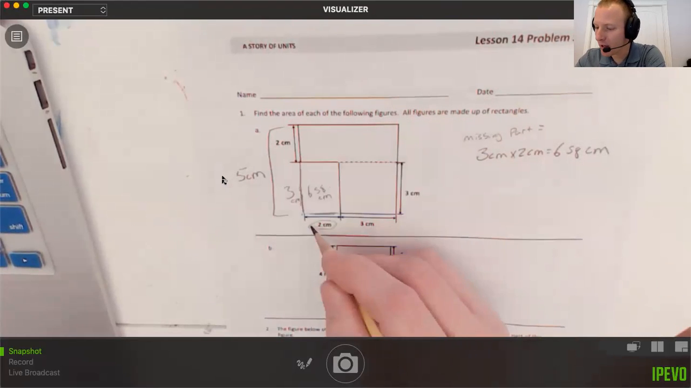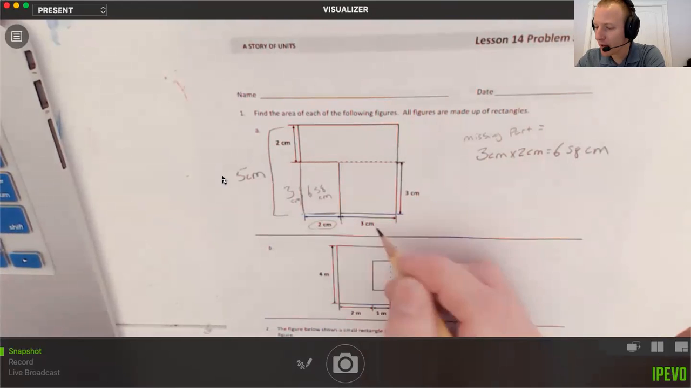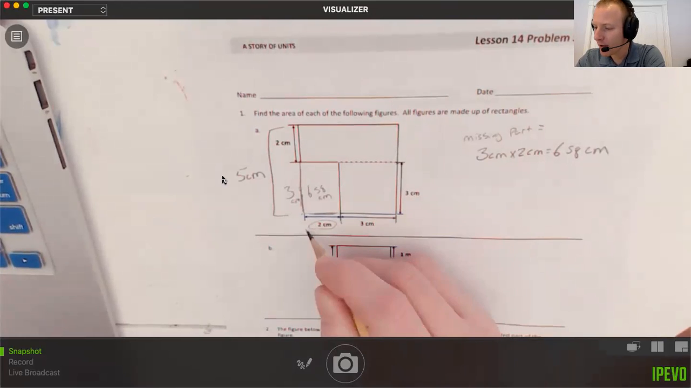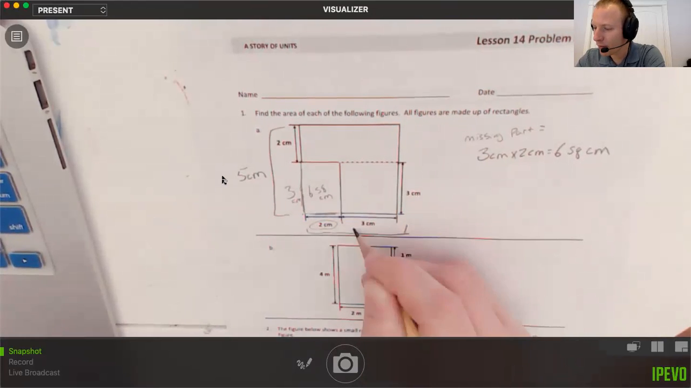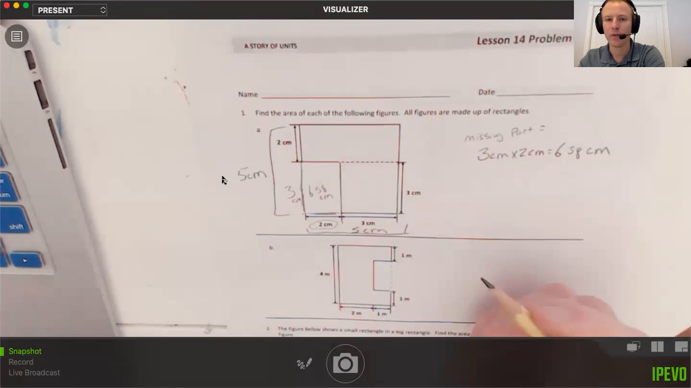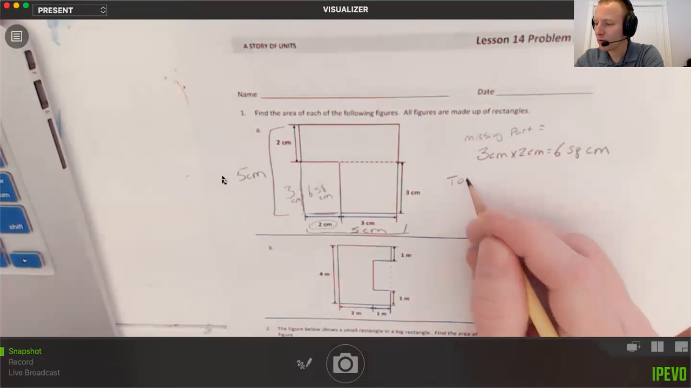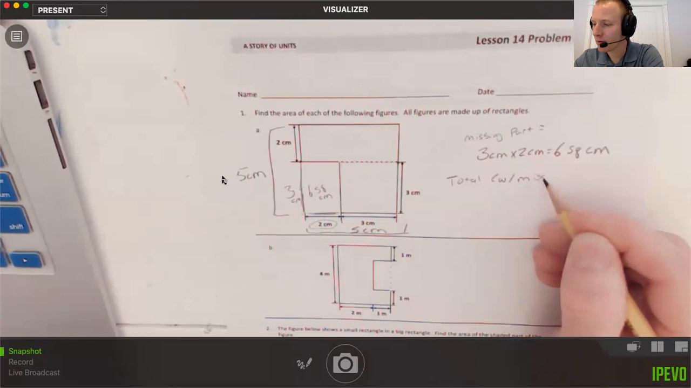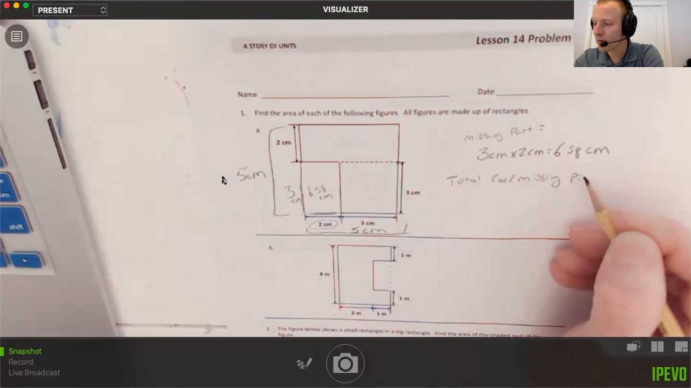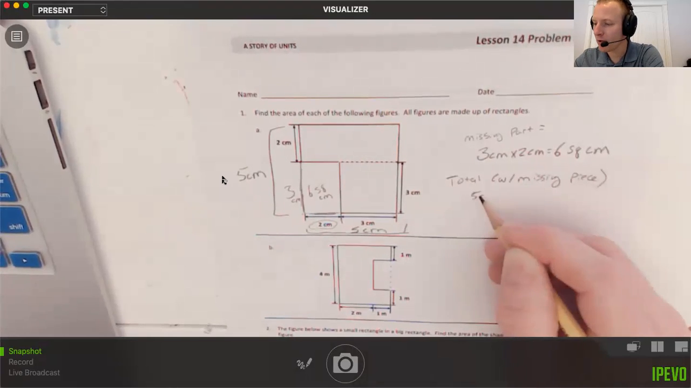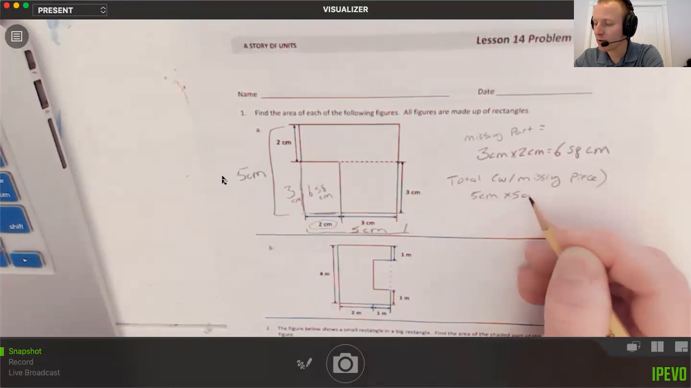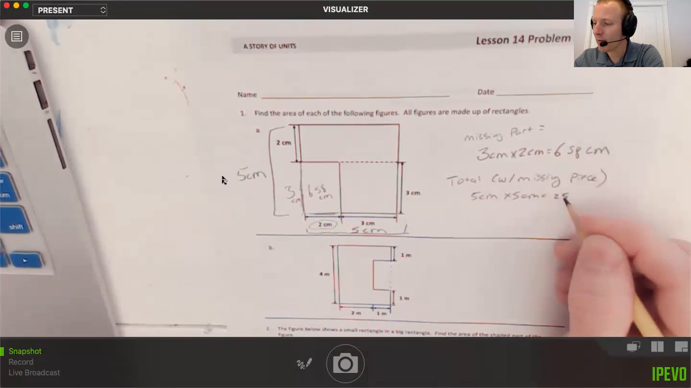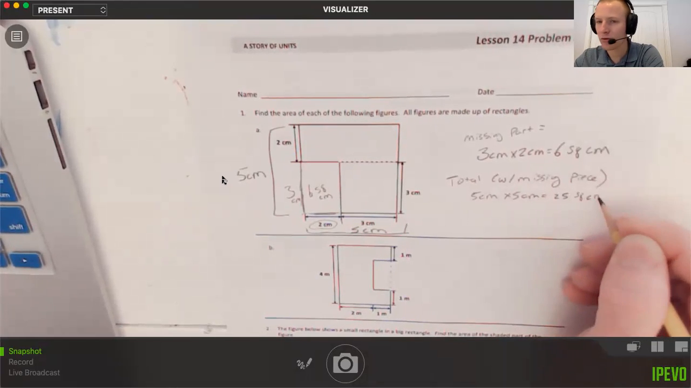And then down here, we have 2 from there to there and 3 from there to there. That also is 5 centimeters. So my total with the missing piece is 5 centimeters times 5 centimeters, which is 25 square centimeters.